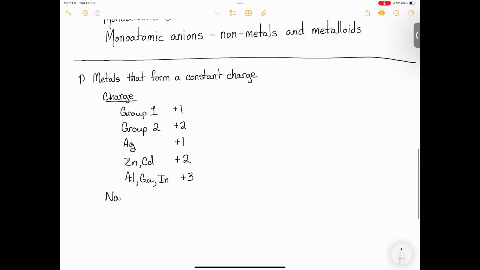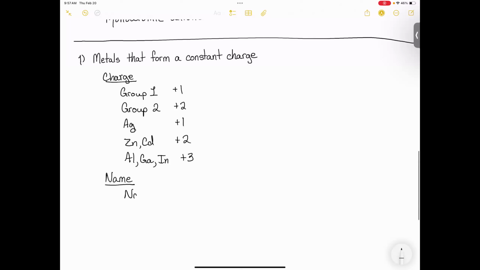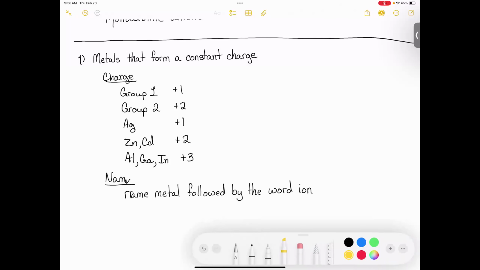To name these, you name the metal, followed by the word ion. Basically, folks, you won't have to use the word ion all the time, but if it's all by its little lonesome, you want to use the word ion so that you're distinguishing it from the neutral atom.